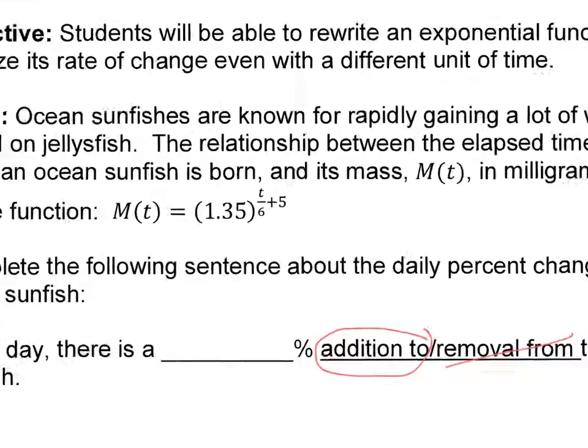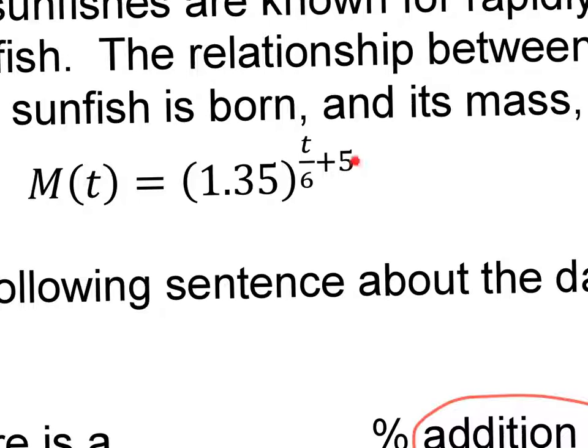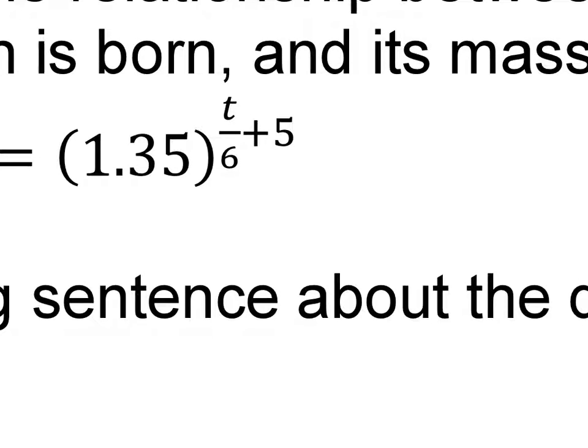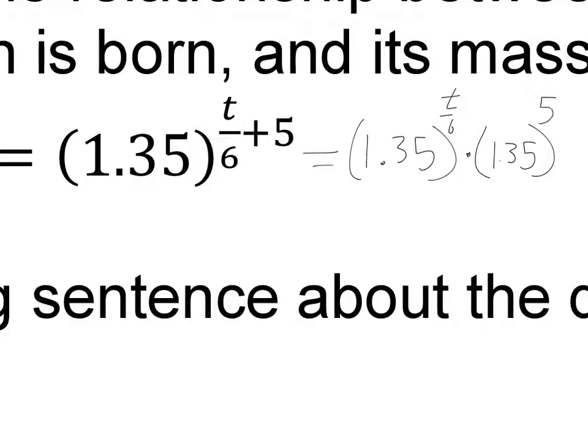So what we have here is a function in a very funky format, and we want it to just have a t in the exponent. That way, whatever is in our parentheses will give us exactly the change in days. One of the first things I see that we could do is this: when I'm adding exponents, like I am here, that's the same thing as multiplying something with the same base but different exponents. So this is the same thing as 1.35 to the t over 6 times 1.35 to the 5.